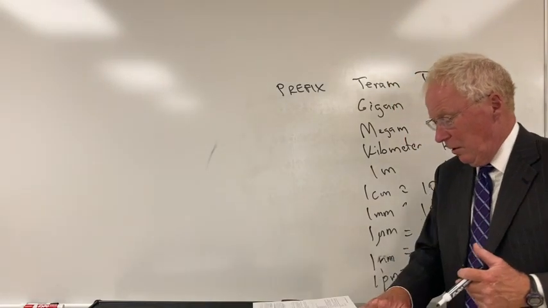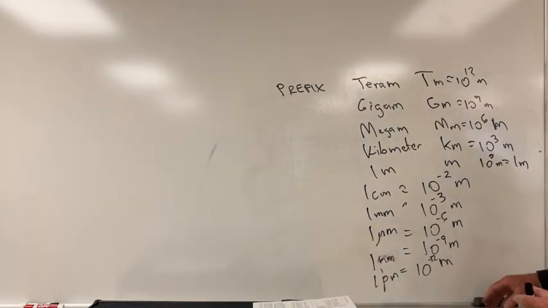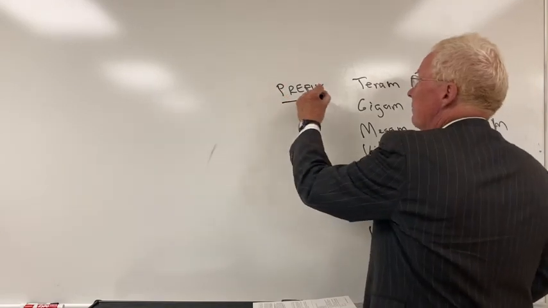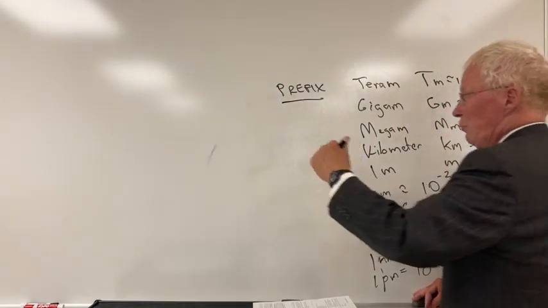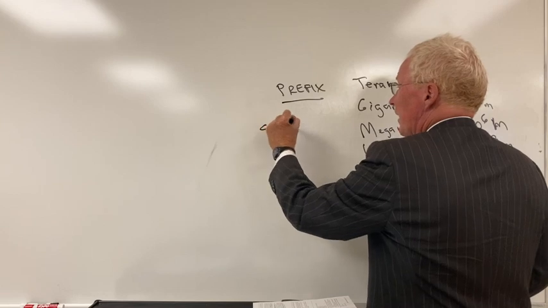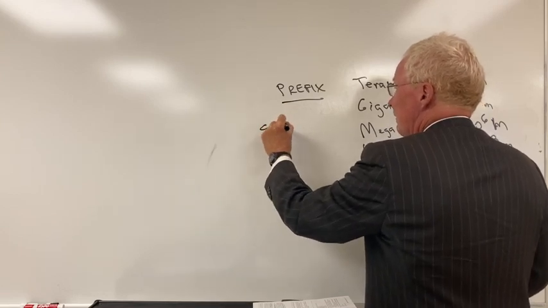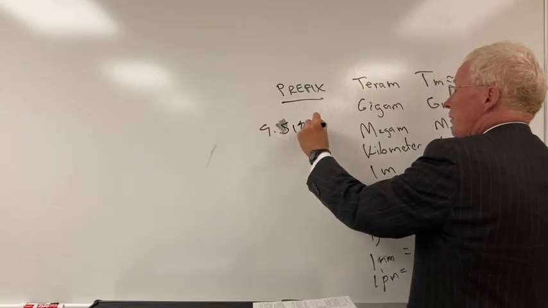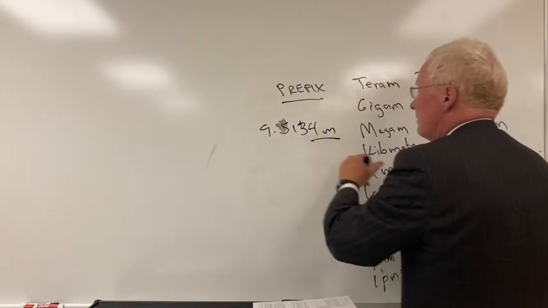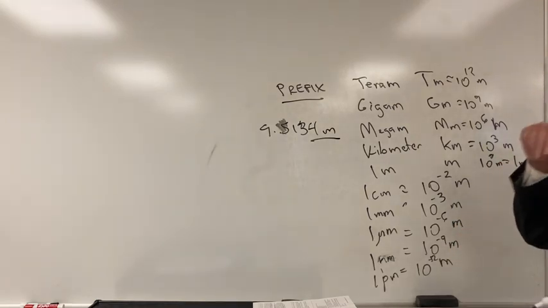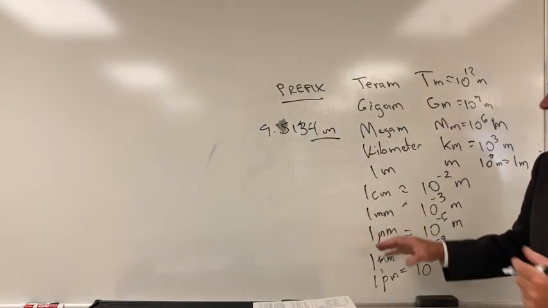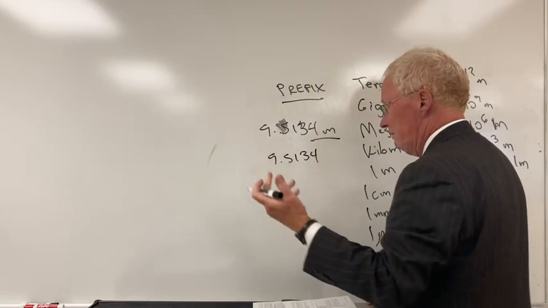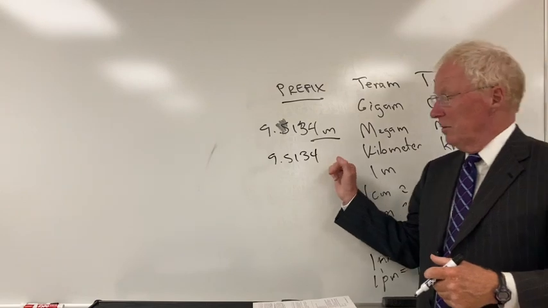So also while we're at it, make sure you never forget a unit. If you make a measurement, I measure this room, say it's 9.5134 meters, all right, meters. People sometimes write an answer and forget what it is. It's not 9.34, it's in meters.